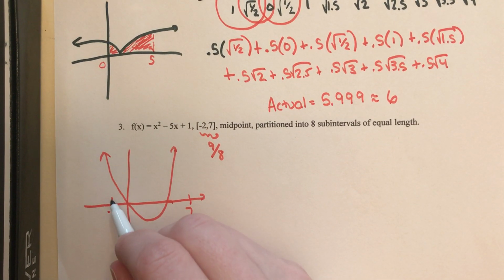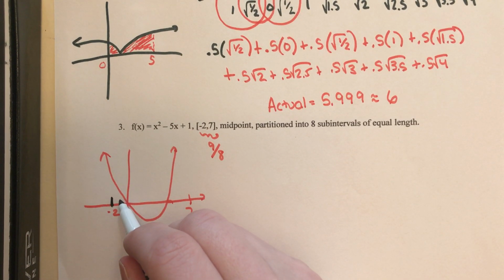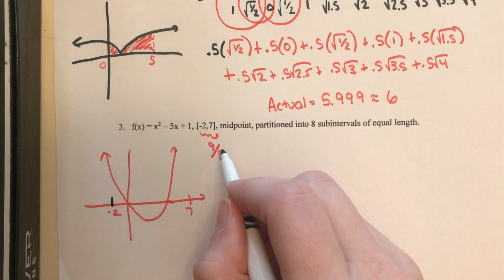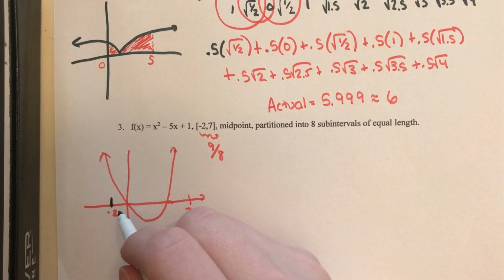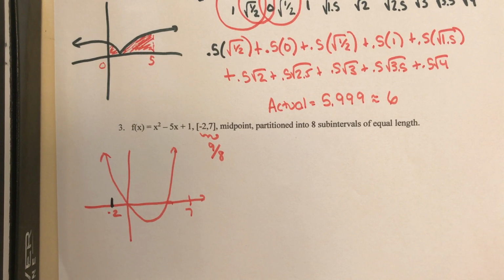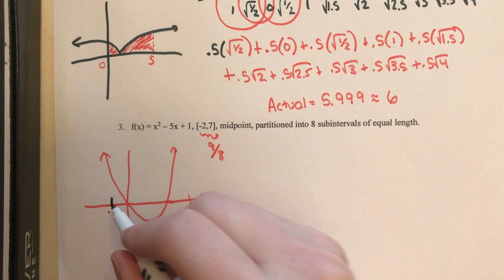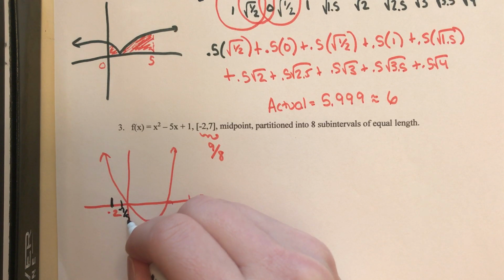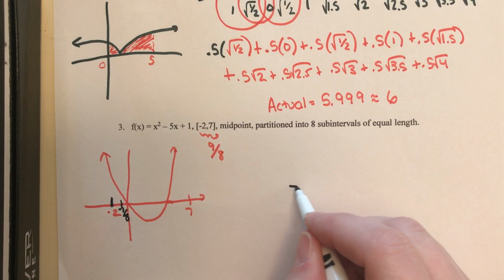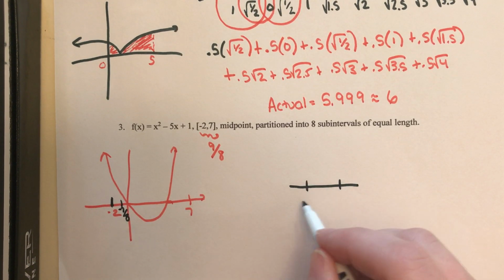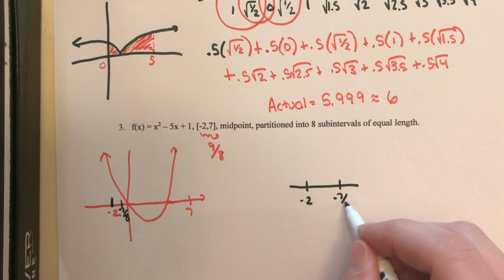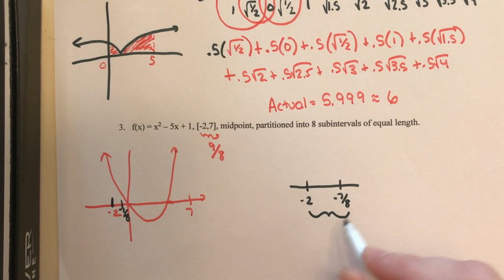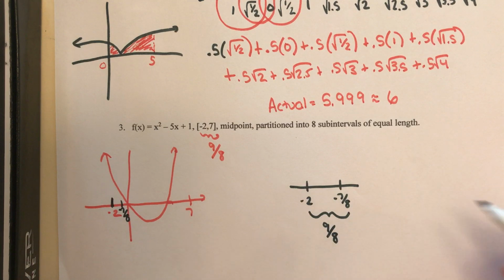So let's say you're doing this first little increment here, -2, and then if I add 9/8 to that, I'm going to get that as a fraction here. So that would be -7/8. So I'm going to make this a little bit bigger. So that first interval, -2 to -7/8, we have a width of 9/8.